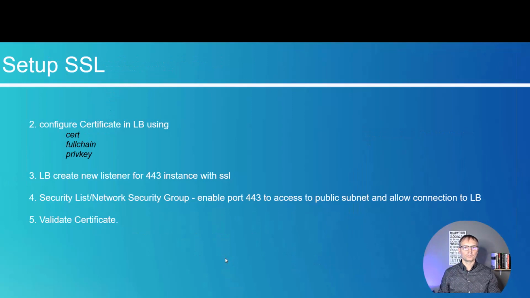In step 2, we're going to configure the certificate in the load balancer. Using the cert, the full chain and the private key, we're going to copy those values to the load balancer configuration. Then we'll configure the 443 listener and open port 443 from outside to inside. This will allow traffic over the HTTPS connection and connect to your website.